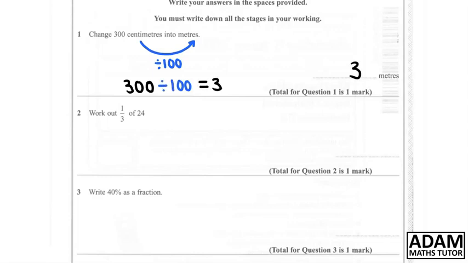Question 2. Work out 1/3 of 24. So the denominator tells you how many groups you're splitting it into. So 24 divided by 3 equals 8. And the top number tells you how many of those groups you want. So multiply by 1, which in this case would just keep the number the same. So 1/3 of 24 is 8.